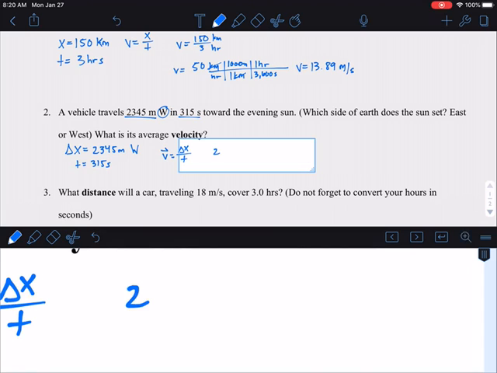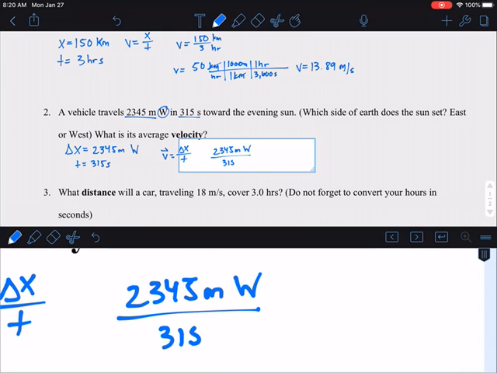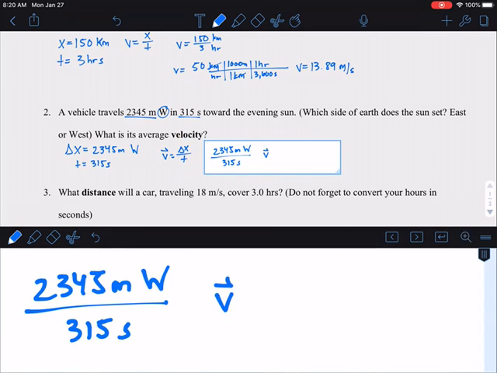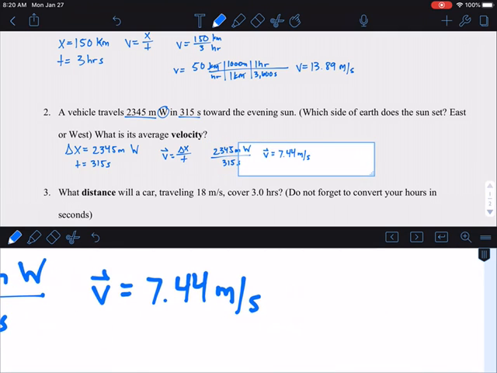So we went 2,345 meters west in 315 seconds. Now I'm just going to do the math. 2,345 divided by 315 equals a velocity of 7.44 meters per second. And since this is velocity, we need a direction. What direction were we traveling? We were traveling towards the setting sun, so we were traveling west.